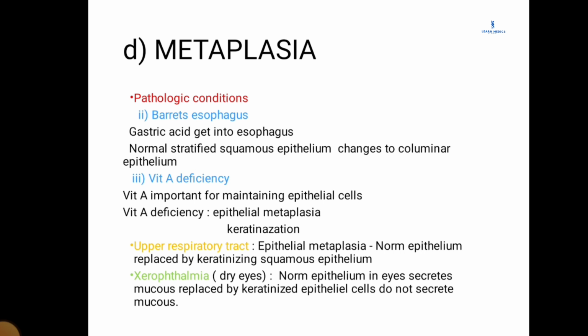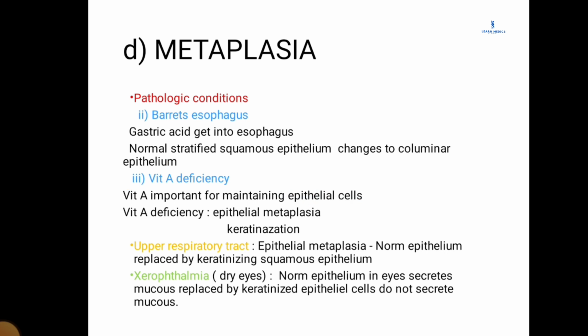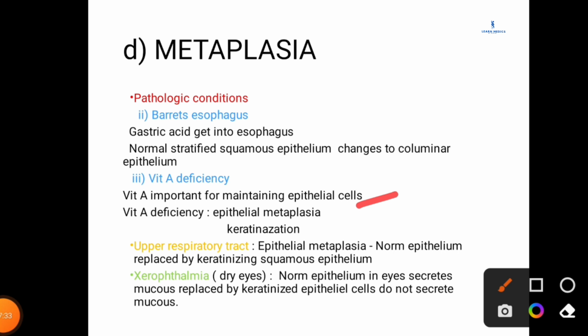And vitamin deficiency has a major role in metaplasia, because vitamin A is important for maintaining the epithelial cells. So vitamin A deficiency may lead to epithelial metaplasia due to keratinization. It is common in the upper respiratory tract, as we already mentioned, that epithelial metaplasia occurs, that is, the normal epithelium is replaced by keratinizing squamous epithelium.